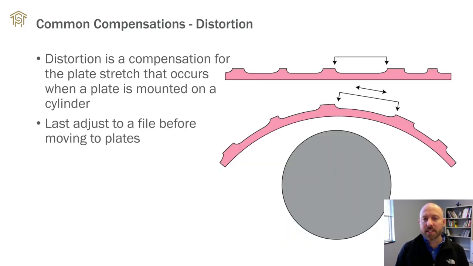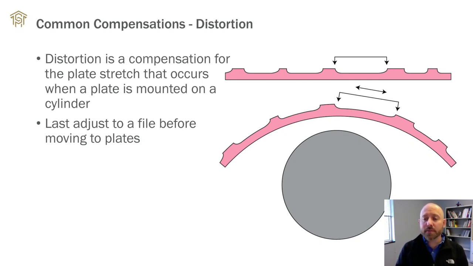Now, something that we've already addressed in our first project is the idea of distortion. So what distortion is, it's a compensation for plate stretch that occurs when the plate is mounted on a cylinder. So if we have a flat plate, and we take that flat plate and wrap it around a cylinder, that face is going to stretch. Now the backing of it doesn't stretch, but because it's a raised image, when we wrap it around, that stretching does occur.